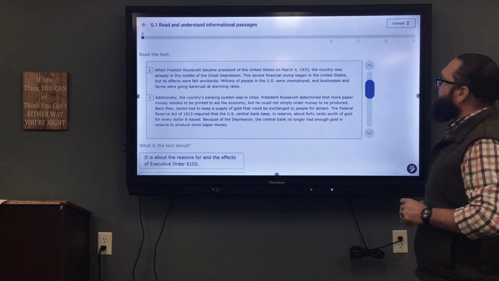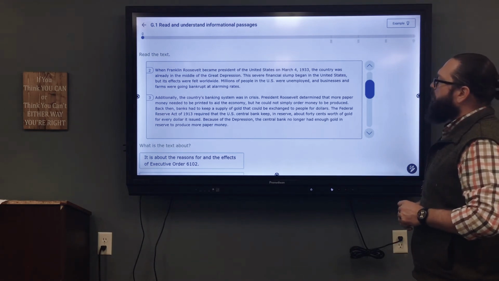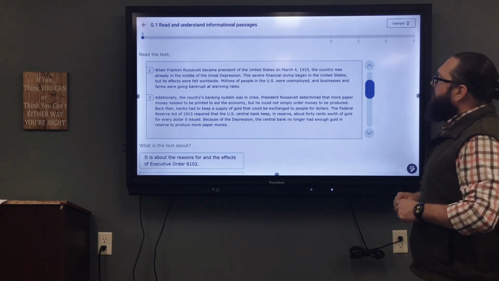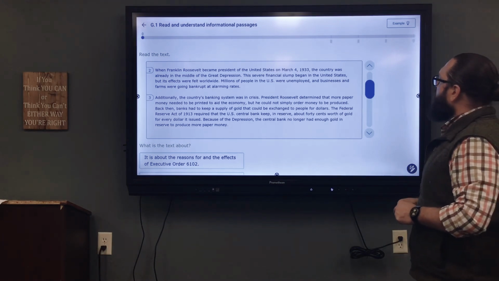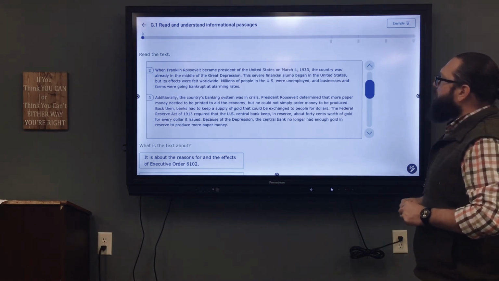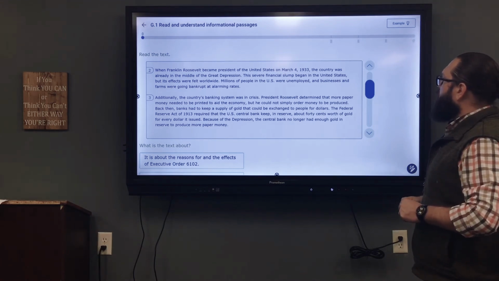were unemployed, and businesses and farms were going bankrupt at alarming rates. Additionally, the country's banking system was in crisis. President Roosevelt determined that more paper money needed to be printed to aid the economy, but he could not simply order money to be produced.